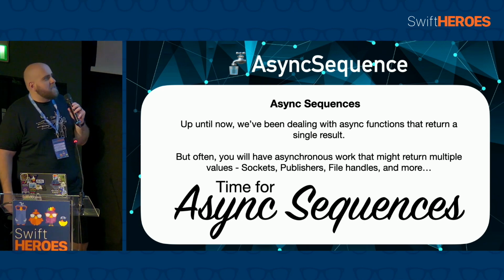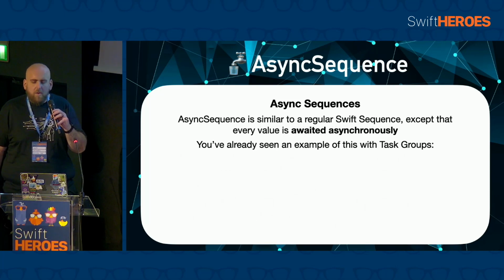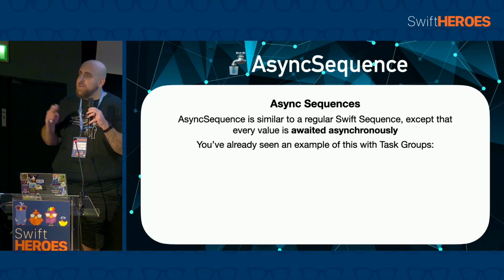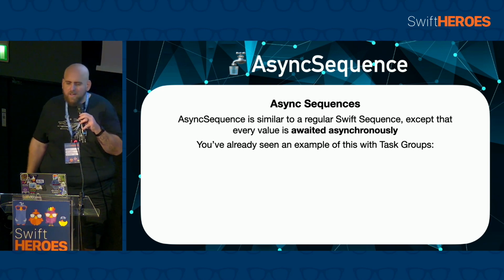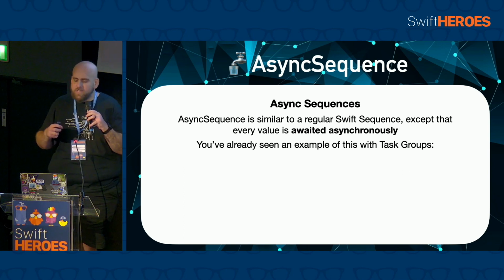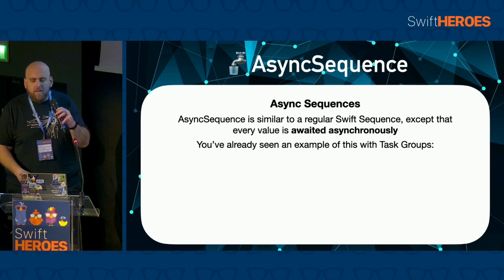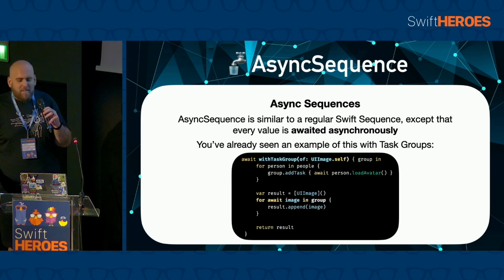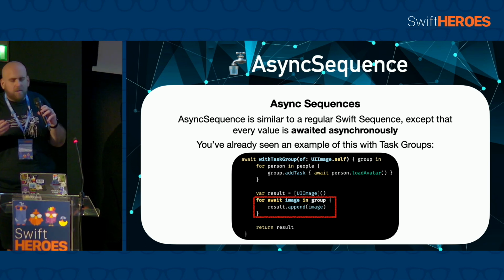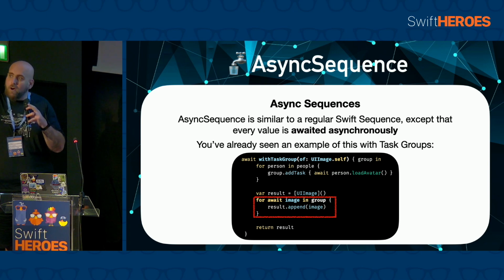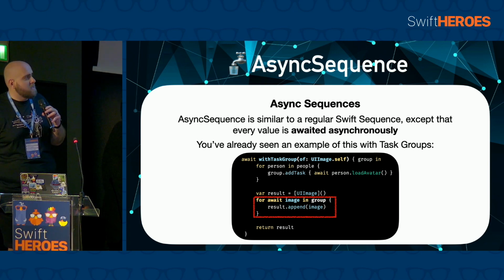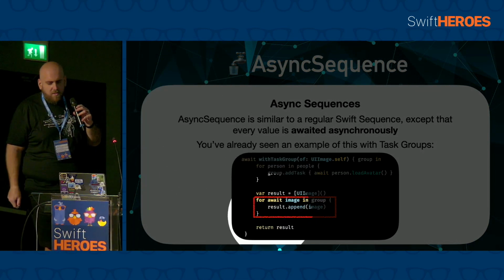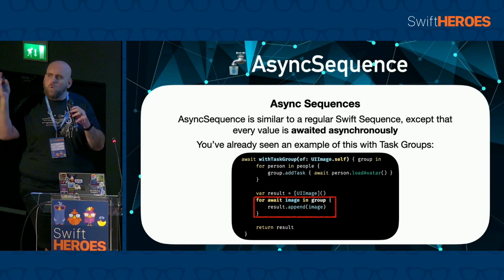And that's a prime use case for async sequences. The way they work is that they are the same, in a sense, as a regular Swift sequence, like an array or a dictionary, just that every value is awaited asynchronously instead of just being available as you wait for it. You've already seen this with task groups, which is why I'm saying that you already know this. Here, where we are awaiting every image in the group is actually an async sequence. When we do for await image in group, we are awaiting every element in this large, potentially endless asynchronous sequence, and we'll only get to this return result when the entire collection of work is done, basically.